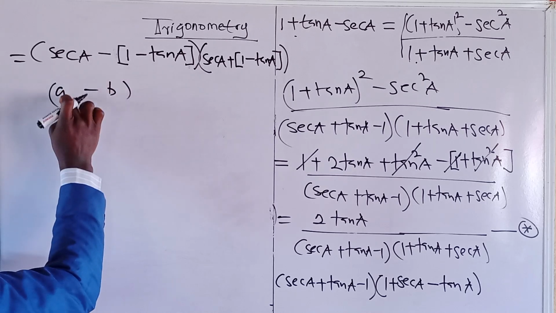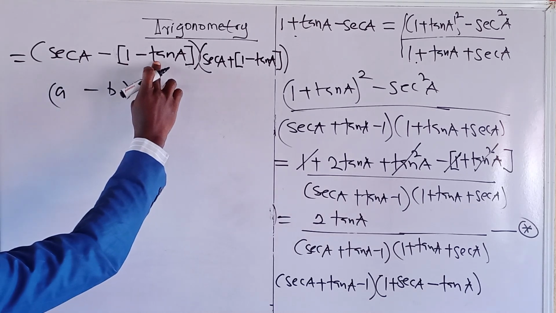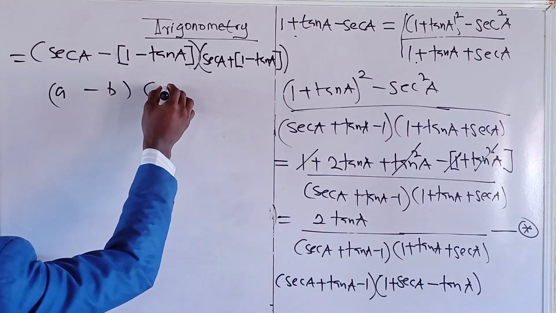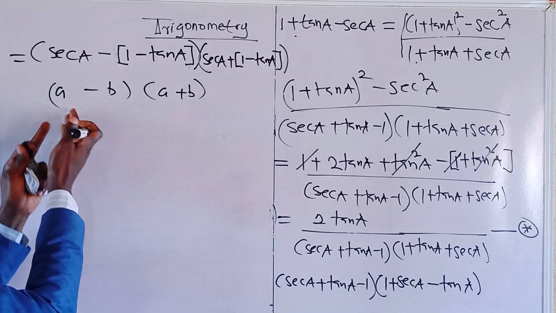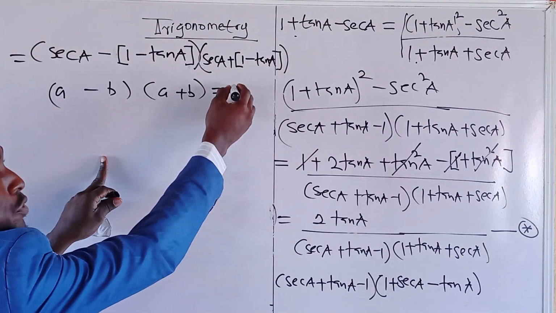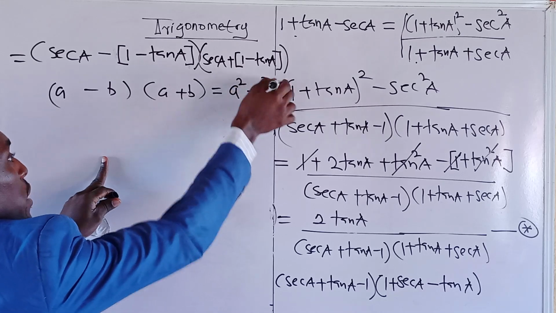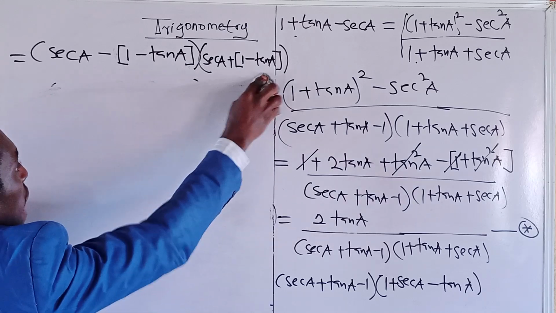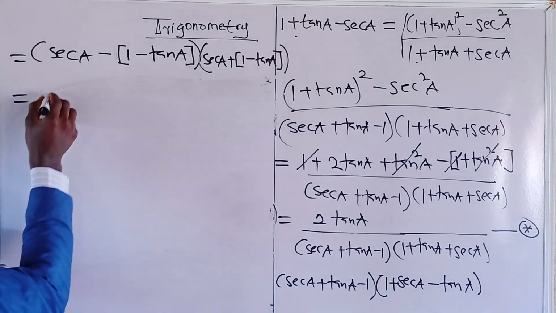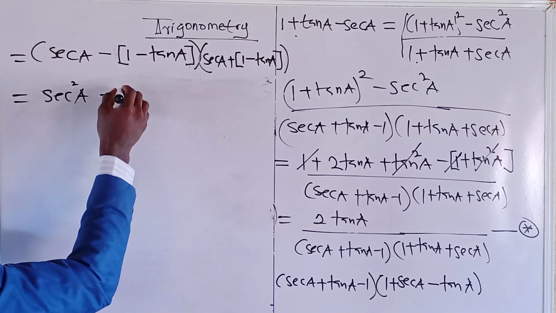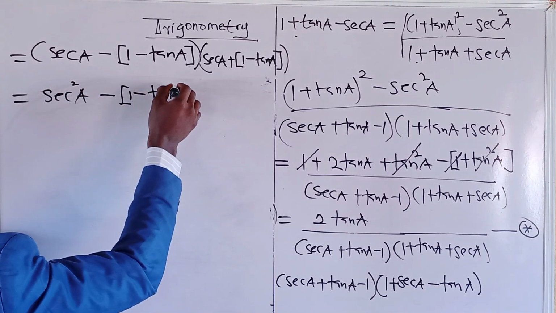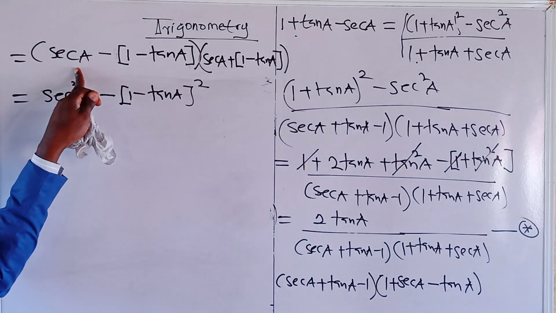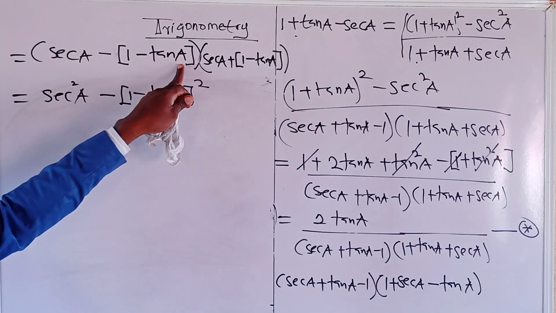If we replace sec A by A, and we replace 1 minus tan A by B, we shall have this expression. Now, the same thing here, we have A plus B. Now, this product is equal to the difference of two squares, A squared minus B squared. Can you see that? So if we follow this approach, we shall have this result as sec squared A minus (1 minus tan A) all squared. That is the difference of two squares, where sec A is my A and 1 minus tan A is my B.